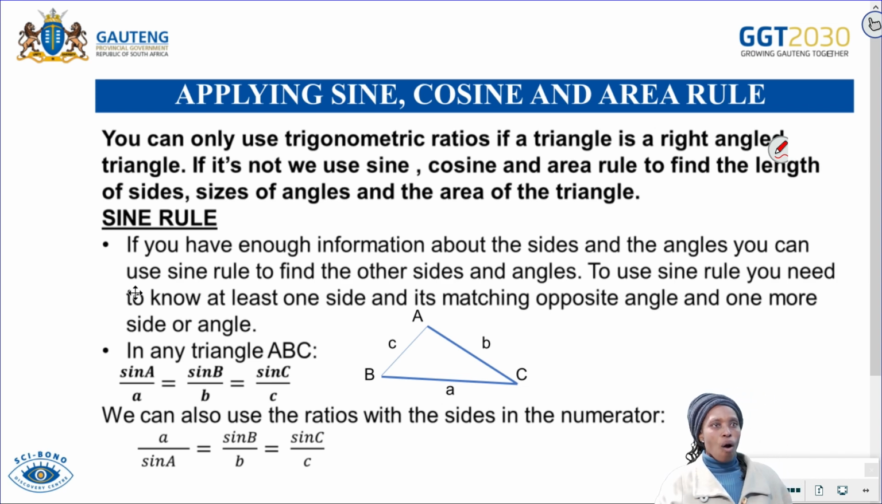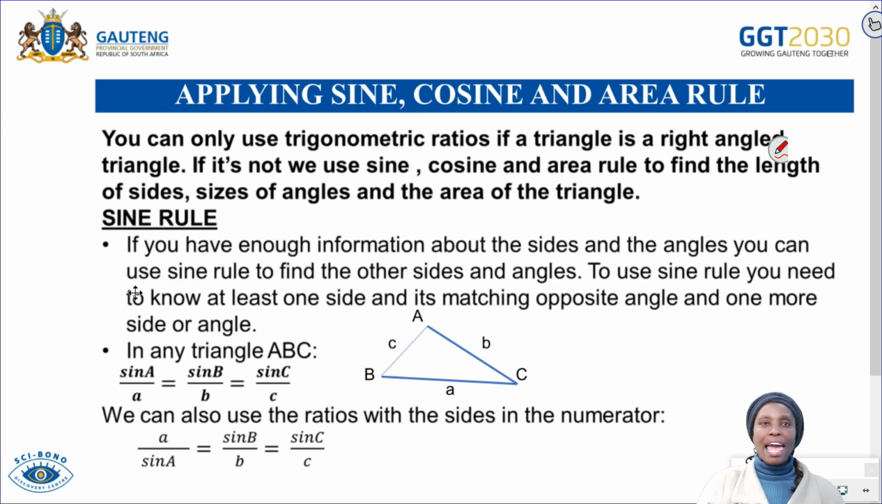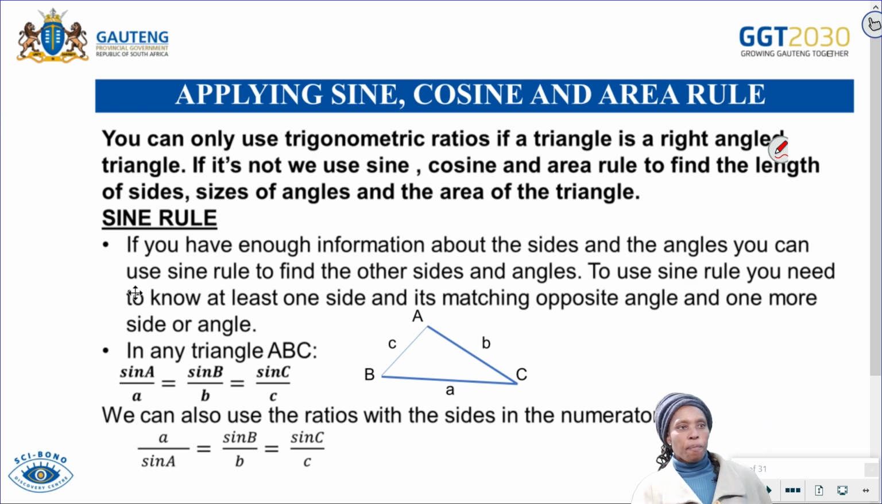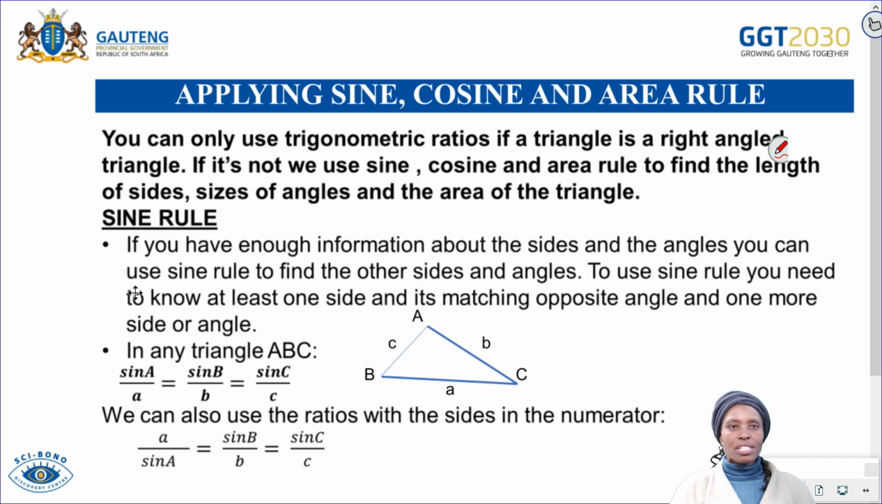All right. Now I want us to apply the sine, cosine, and area rule. You can use trig ratios only if you have a right-angled triangle. If it's not, you cannot use the ratios, but you can use the sine rule, the cosine rule, and the area rule to find the length of the sides, the sizes of the angles, as well as the area of the triangle.